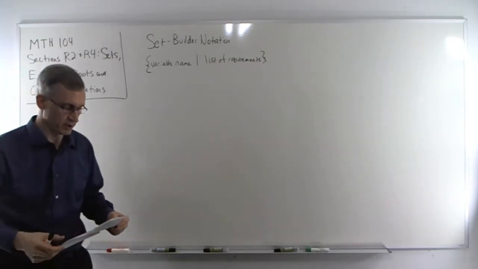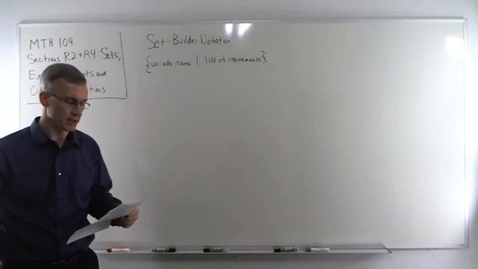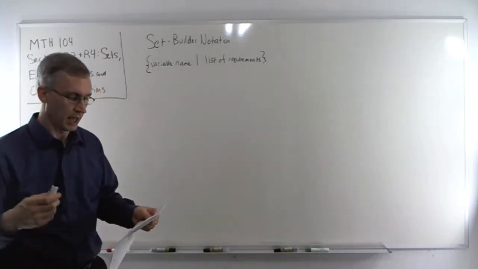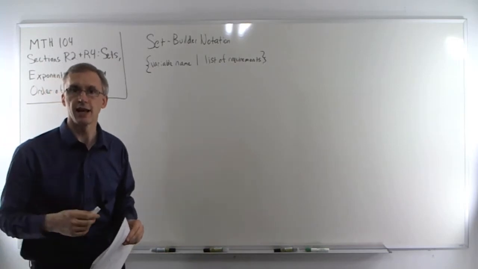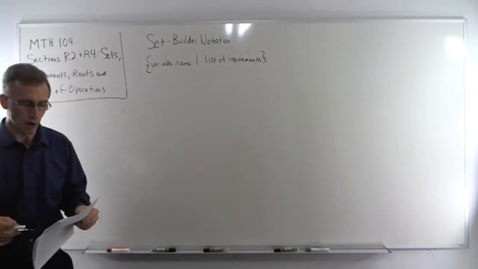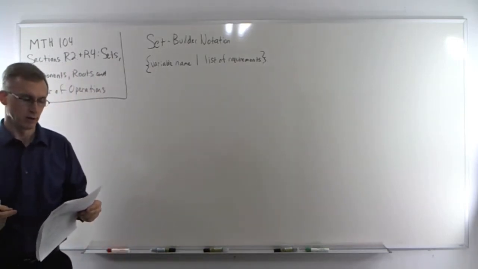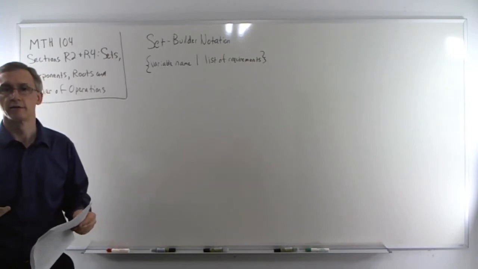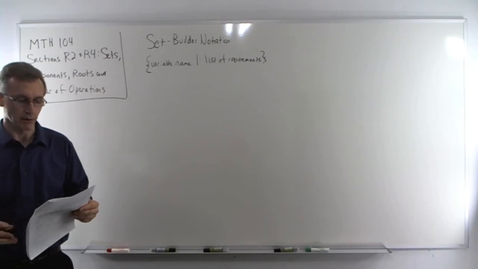So let's take a look at the first example. I've got list the elements in the set. This is x such that x is a natural number less than 8. So there's your requirement. It has to be a natural number, first of all, so there's one requirement, and less than 8. So two things we have to keep in mind when we're writing the set.